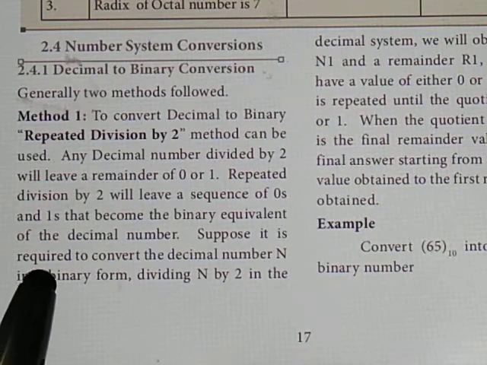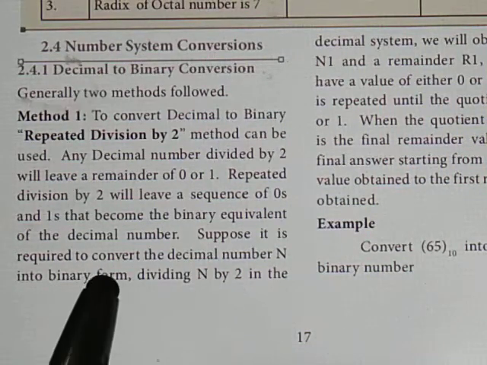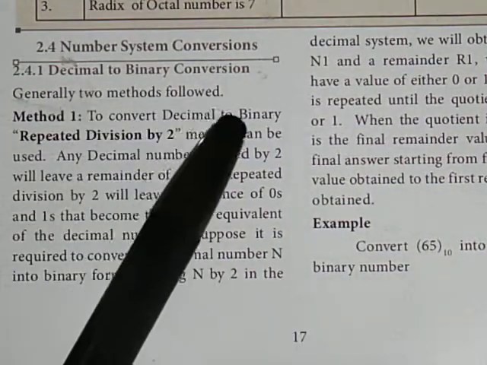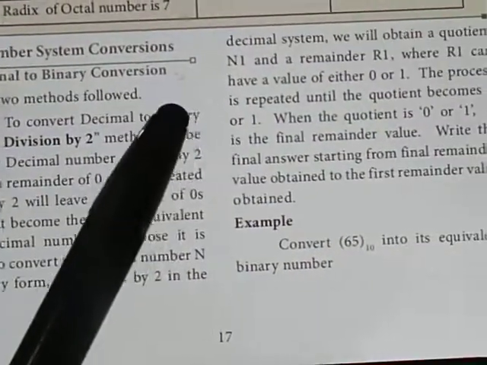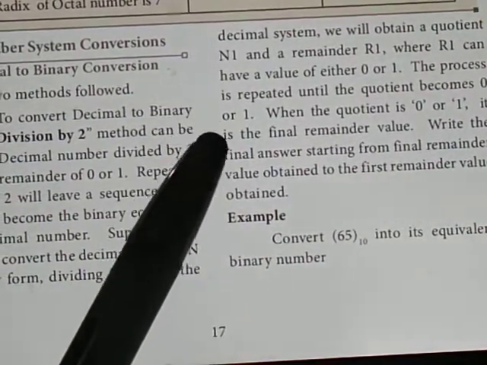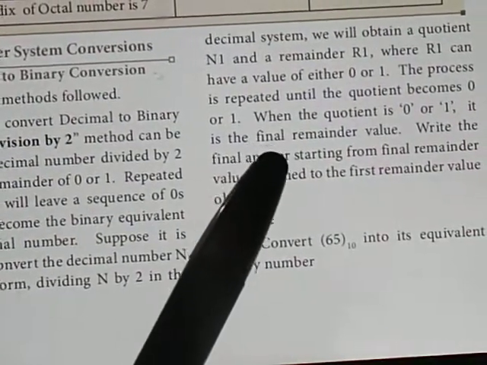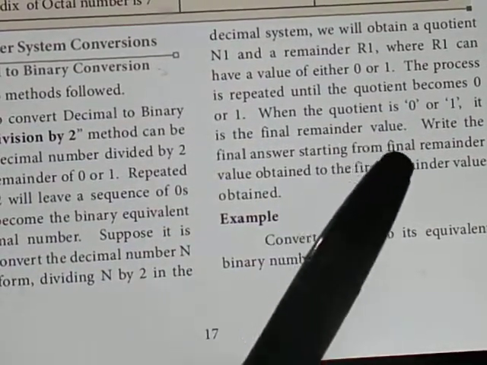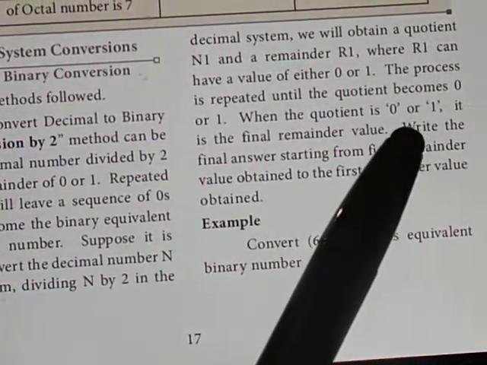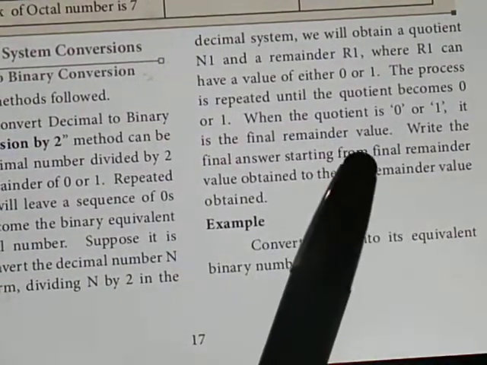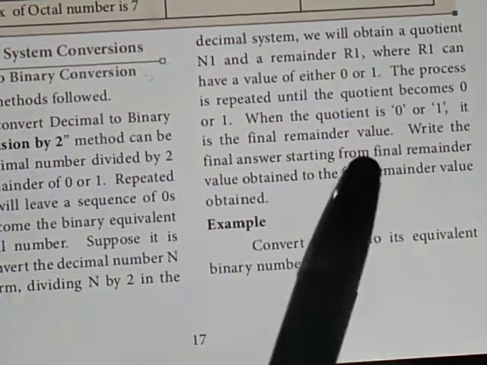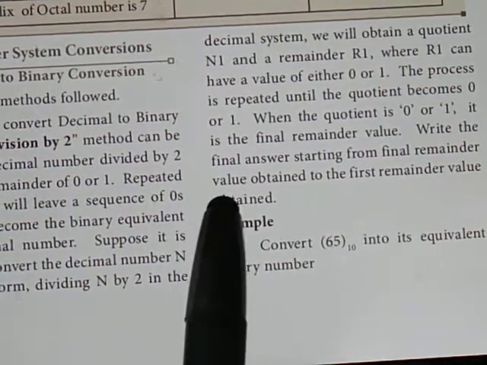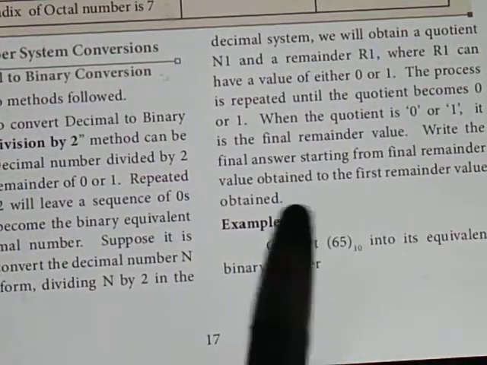Suppose it is required to convert the decimal number n into binary form. Dividing n by 2 in the decimal system, we will obtain a quotient n1 and a remainder r1, where r1 can have a value either 0 or 1. The process is repeated until the quotient becomes 0 or 1. When the quotient is 0 or 1, it is the final remainder value. Write the final answer starting from the final remainder value obtained to the first remainder value obtained.